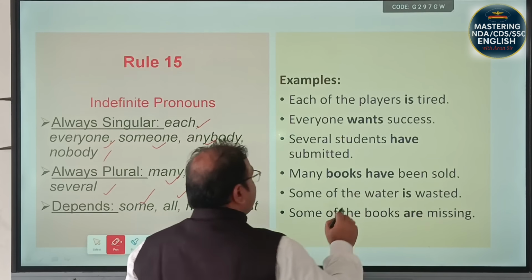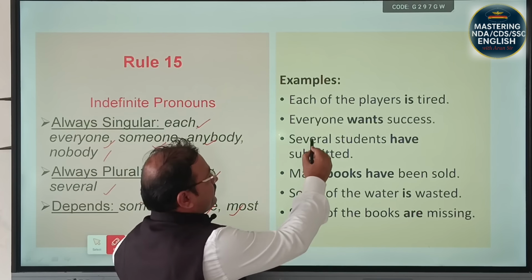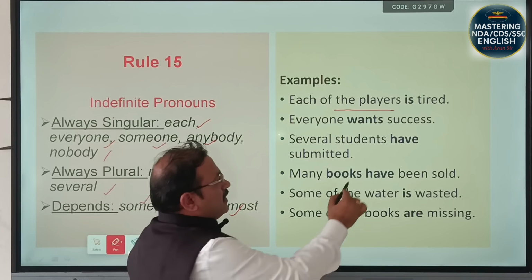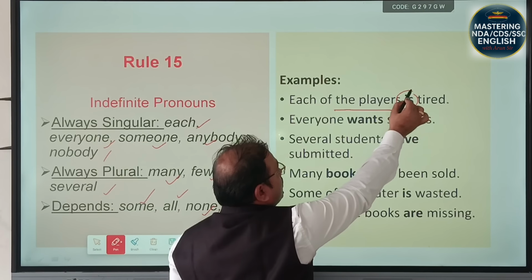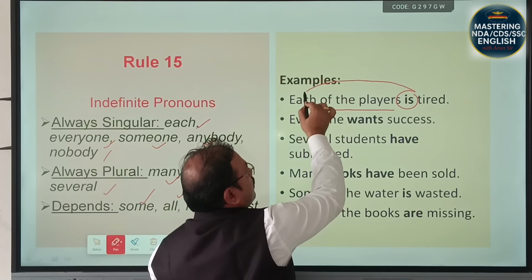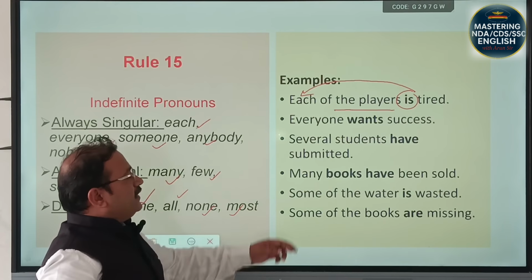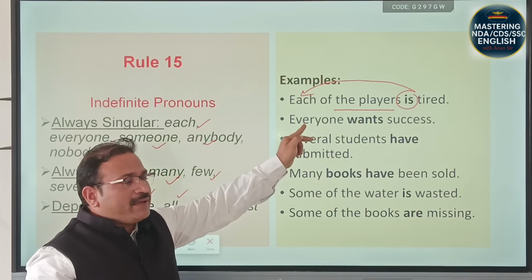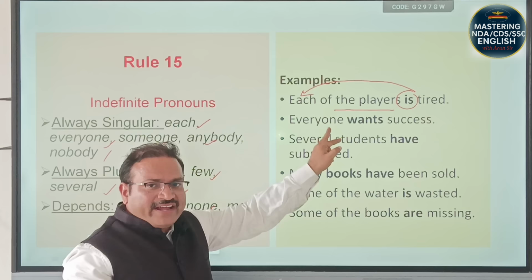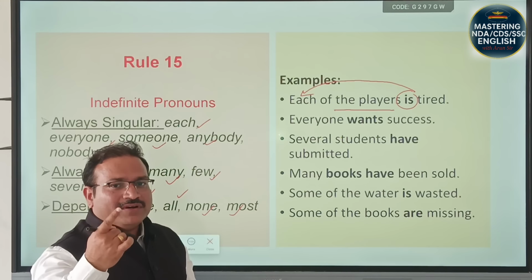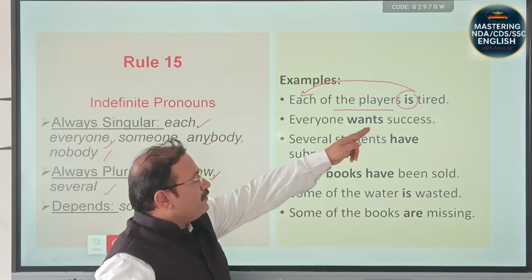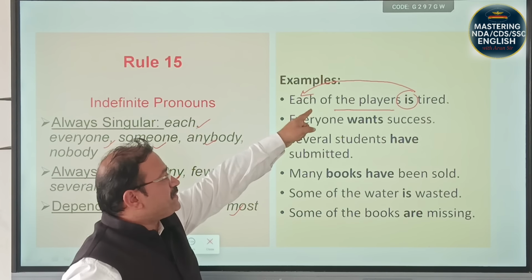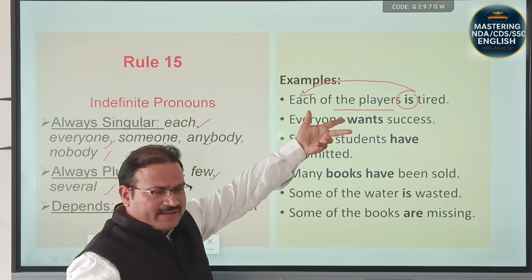So let us see, each of the players is. Now the verb agrees with what? The indefinite pronoun that comes before of. Simple भाषा में आप याद रखें, of के जो पहले आएगा वही verb को decide करेगा. Verb will agree with the indefinite pronoun that comes before of. Simple.